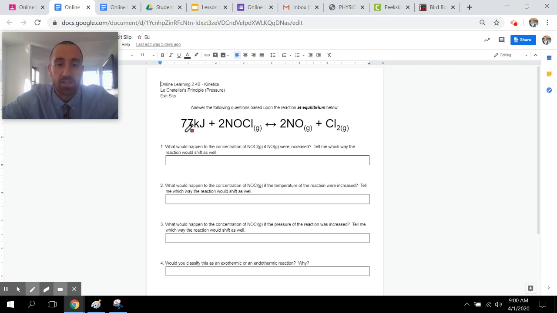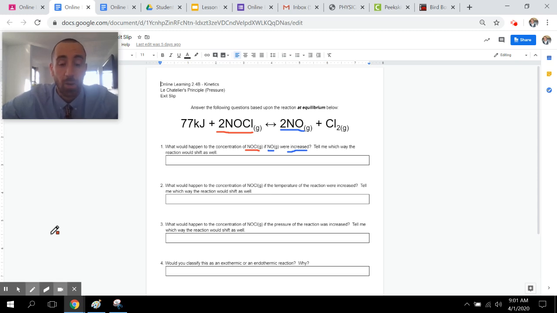All right, so you have an equation, 77 kilojoules of energy plus 2 NOCl, and that will give you 2 NO plus Cl2, and this is a reversible reaction. What would happen to the concentration of NOCl? What would happen to this concentration if the concentration of NO were increased? So what we're being asked here is what happens to NOCl if we add more of this, okay? Which way would the reaction shift as well?